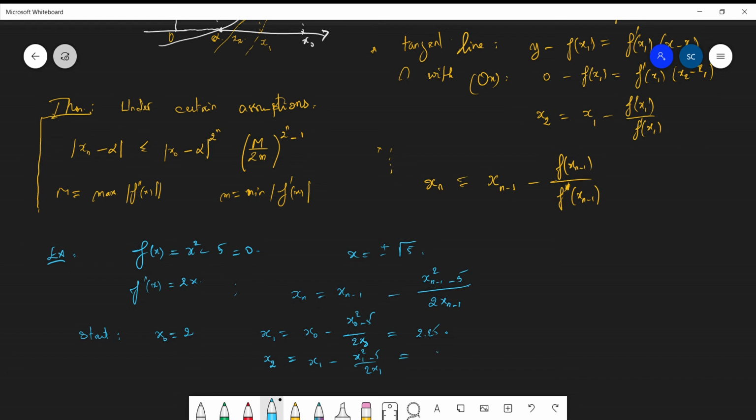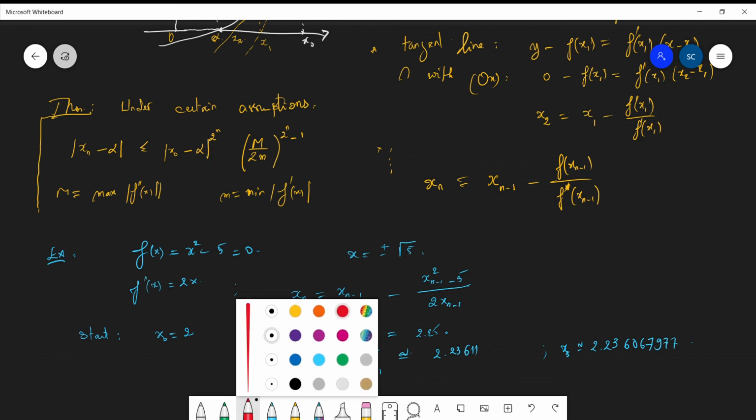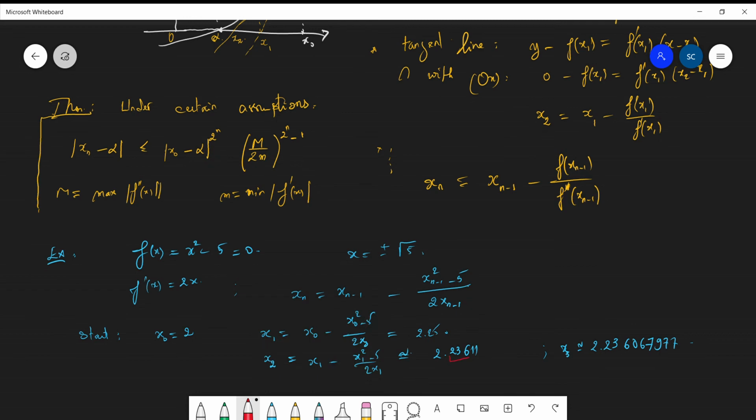You will get the value 2.23611 approximately, and look at x3. If you continue, you will get 2.236067977. Usually we stop when some numbers are repeating themselves. For example, here the first three digits are repeating, so we can stop if we want an accuracy of 10 to the power minus 3. This is the main idea.